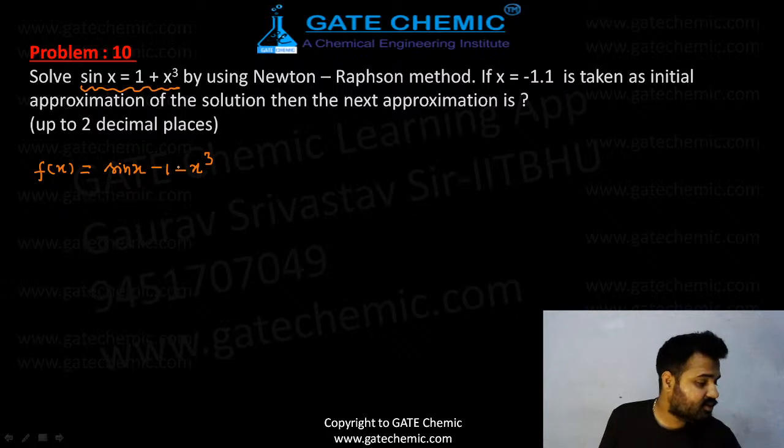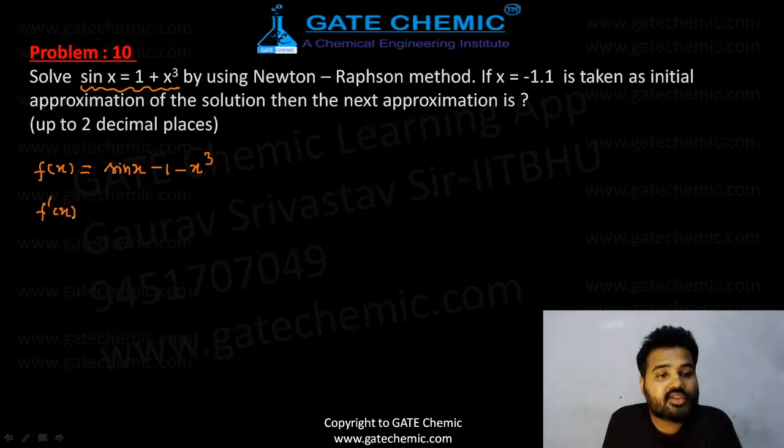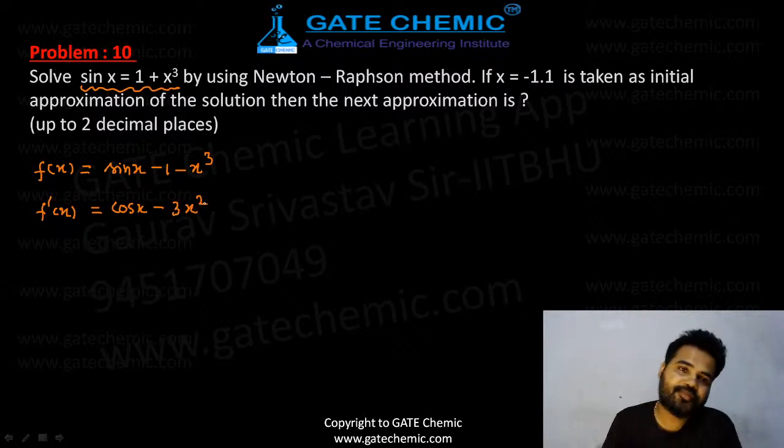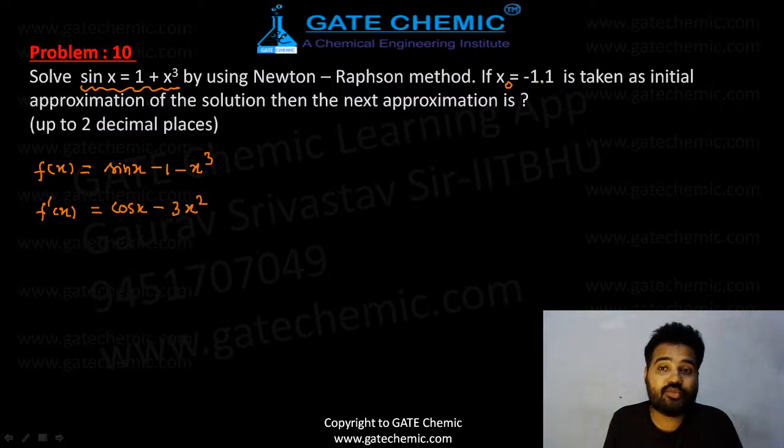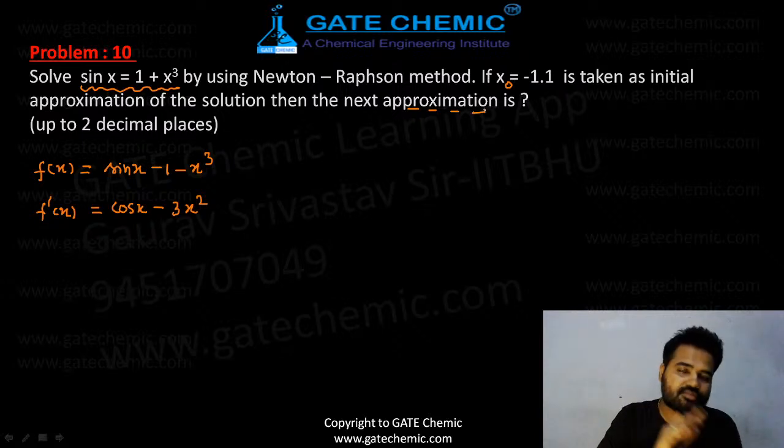Now beta please tell me how to obtain f dash x, just by differentiation of this equation. So the differentiation of sin x is very easy. It's cos x, 1 gives 0, and minus x cube will give you 3x square. Initial approximation is minus 1.1. That means here x naught value is given. This is our x naught.